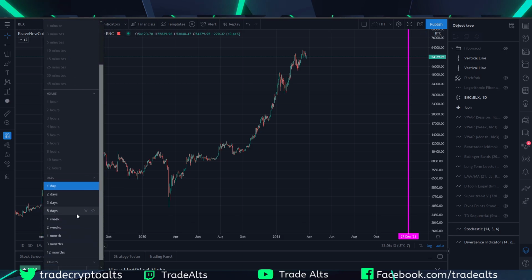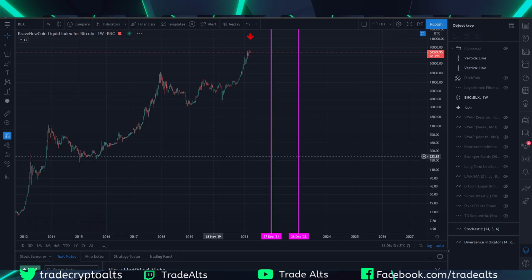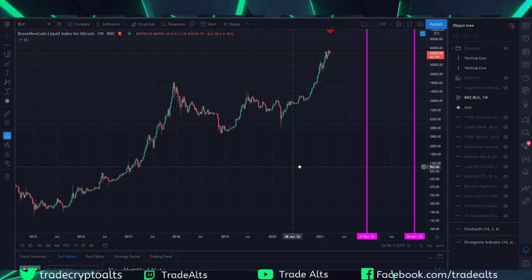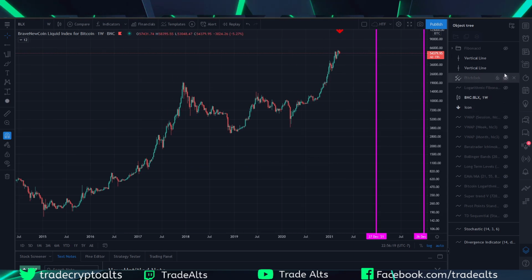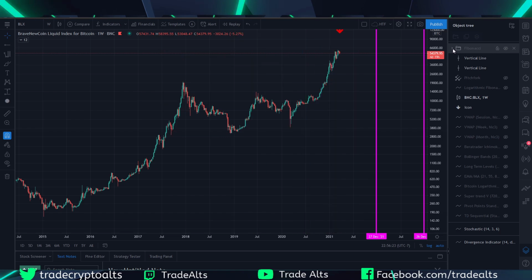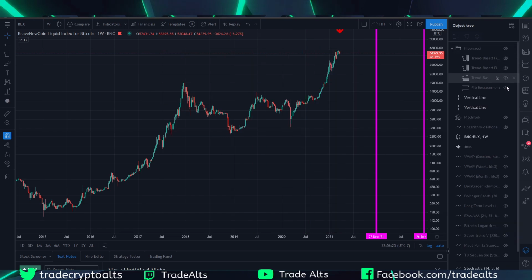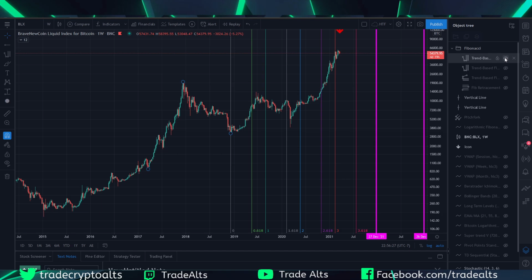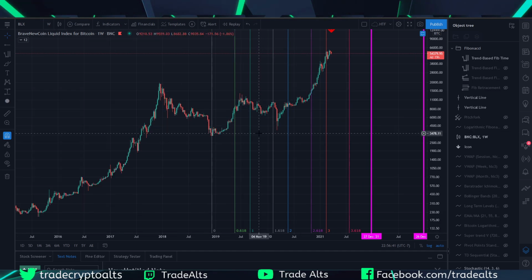Go back to the weekly time frame. I think it's a little easier to look at on this scale. So one thing that I like to do, I want to turn a few of these on at a time for you. So these are trend-based Fibonacci time. This shows you when events could potentially happen.